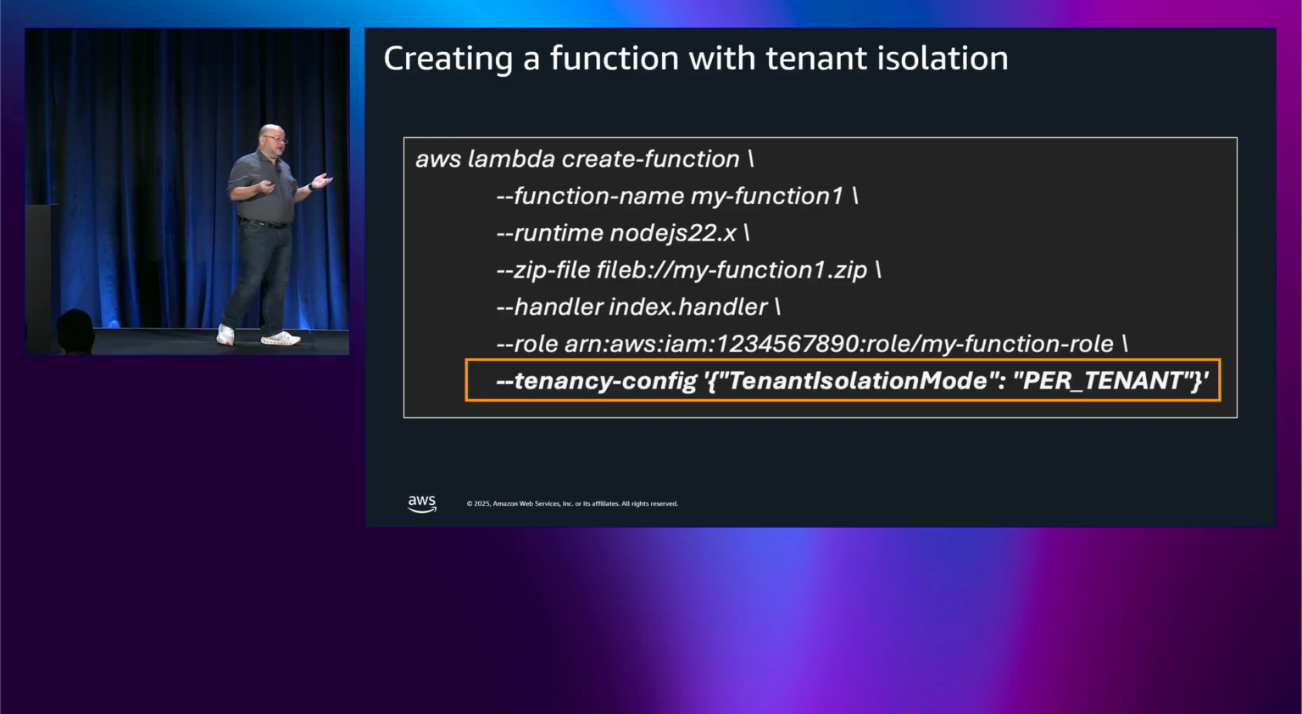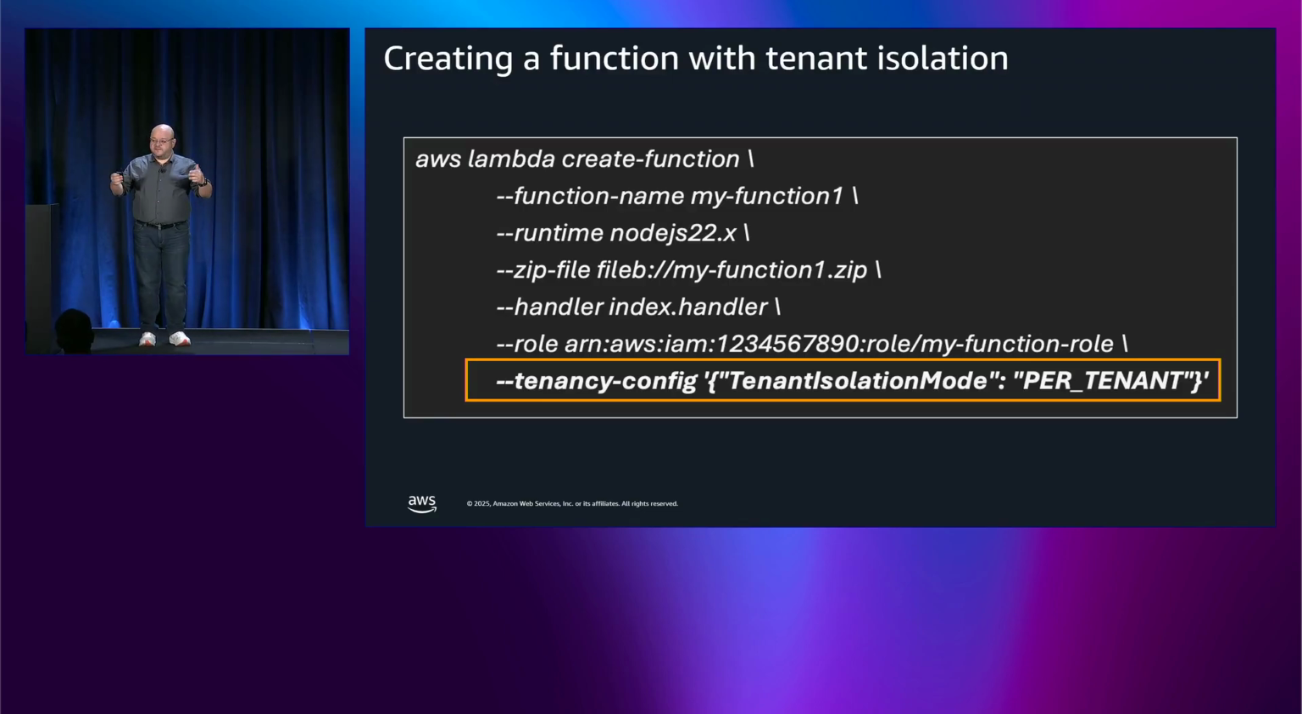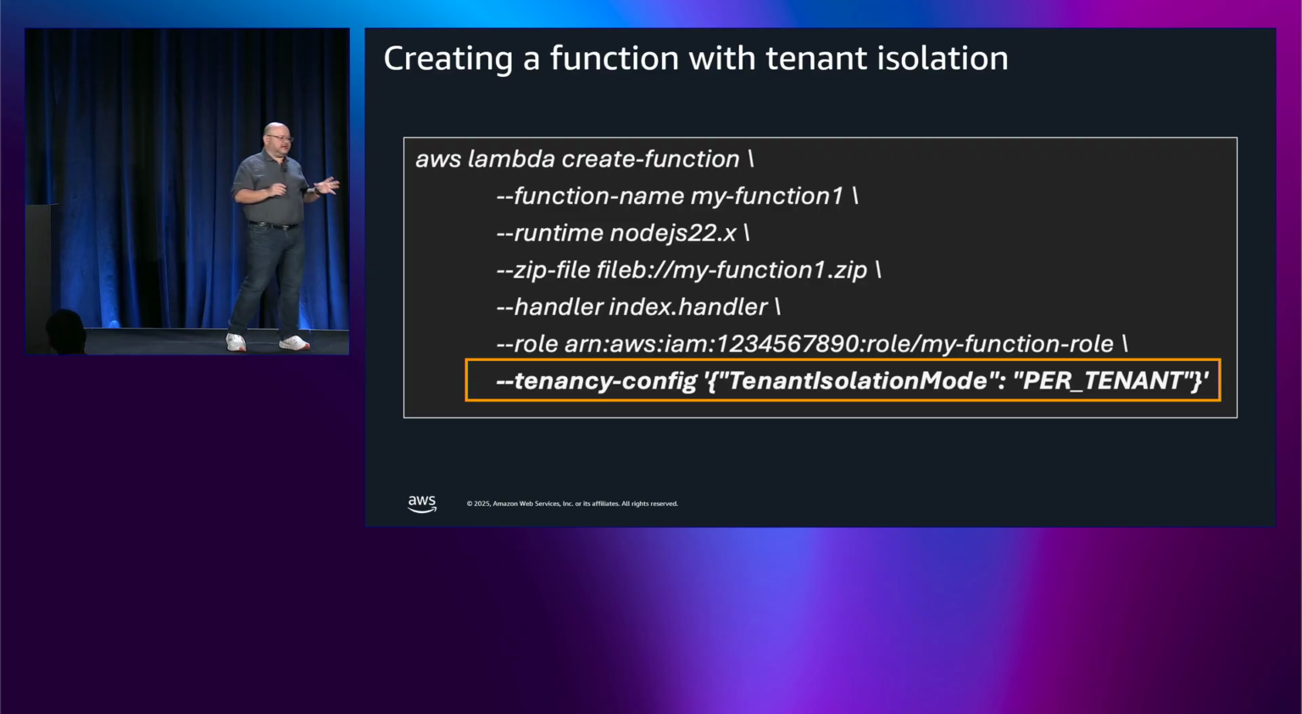It's already supported with CDK and Terraform and a few other infrastructure as code tools, right? Literally, when you create that function, you specify a new property called tenancy config, tenant isolation mode per tenant, right? So we're isolating compute per tenant, okay? This is only available when you create a new function. It's not something you can change for existing functions, right? Because this is security, right? We don't want to play that game, where you're changing this configuration and something unexpected might happen, right? Security is not a joke.